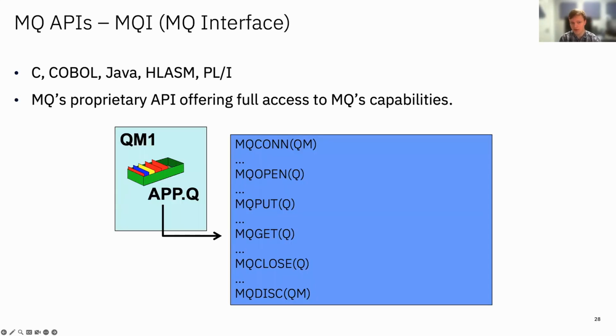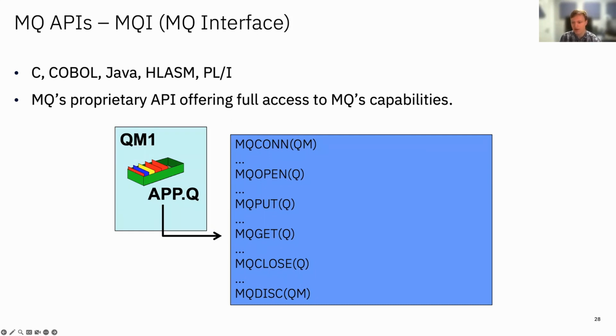Starting off with MQI. MQI is the traditional way to access MQ, and we offer bindings in languages including C, COBOL, and Java. This provides access to MQ's full capabilities. This is something we ship alongside MQ, and applications can effectively access the whole feature set.